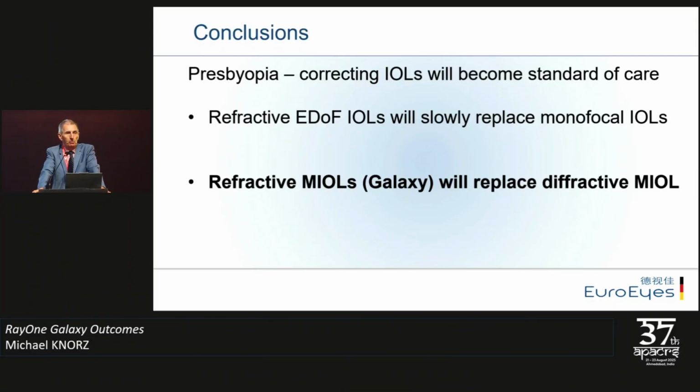So if you use them binocularly, both for distance, you get a good intermediate vision, as you just heard now, and Dr. Graham Barrett actually showed us combined with monovision that you can also use it for some reasonable reading performance. Regarding the Galaxy IOL, I do believe it will replace diffractive multifocal IOLs because it offers you much less side effects for the same performance. Thank you very much.